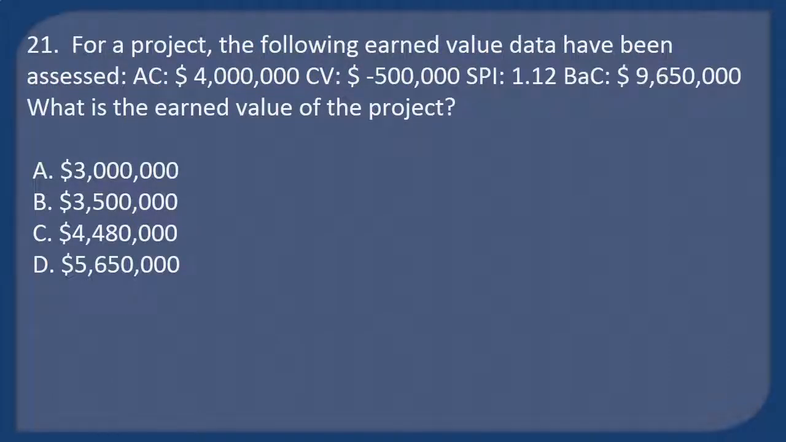Question 21. For a project, the following earned value data have been assessed: AC, $4 million; CV, minus $500,000; SPI, 1.12; BAC, $9,650,000. What is the earned value of the project? A. $3 million. B. $3,500,000. C. $4,480,000. D. $5,650,000.